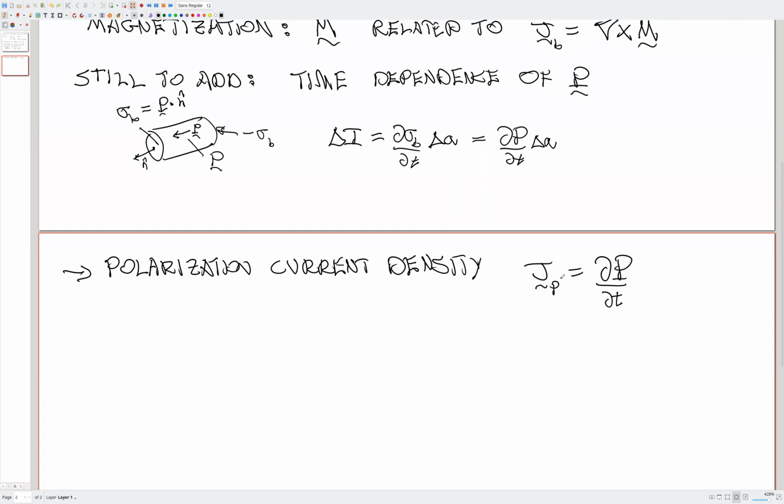Okay, so one thing you really have to be careful about here is not to mix concepts. This current density has absolutely nothing to do with the current density associated to the magnetization.